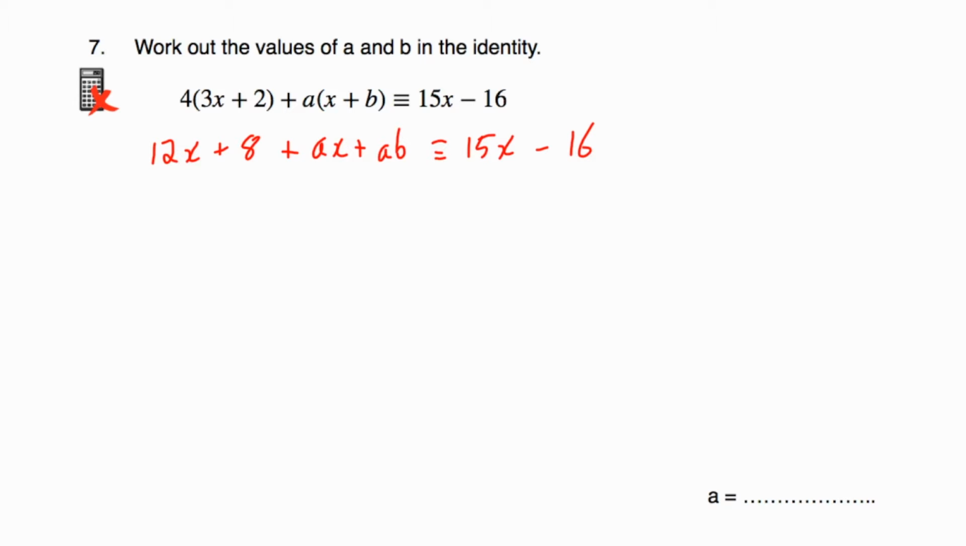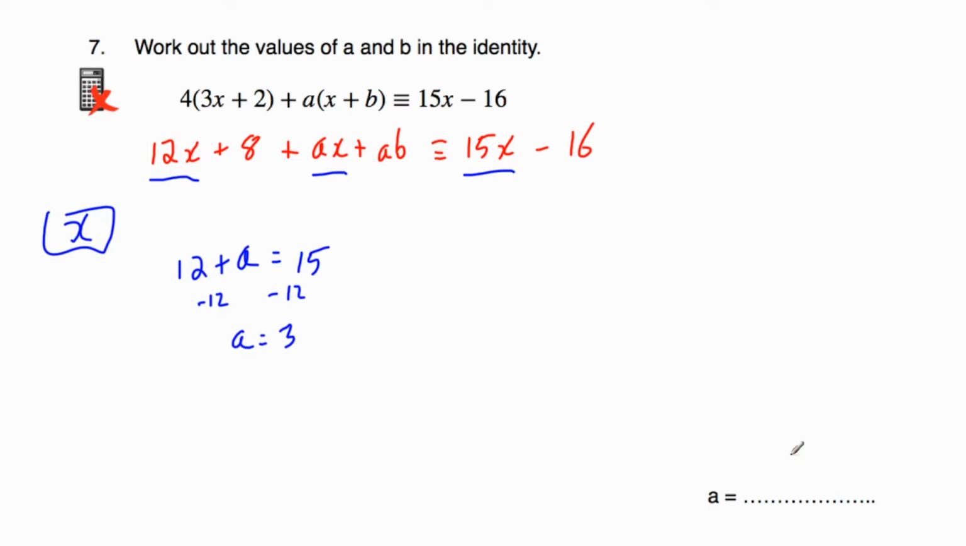So let's start off with our x's. The terms involving x, that's going to be 12x and ax on the left-hand side. And on the right-hand side, we've got 15x. So equating our coefficients, we're going to have 12 plus a is equal to 15. So that means that a is equal to 3. If we take away 12 from both sides, we get that a is equal to 3.